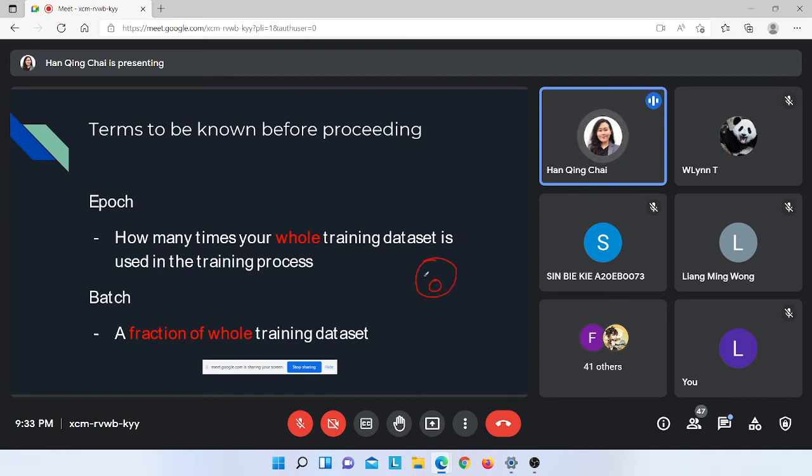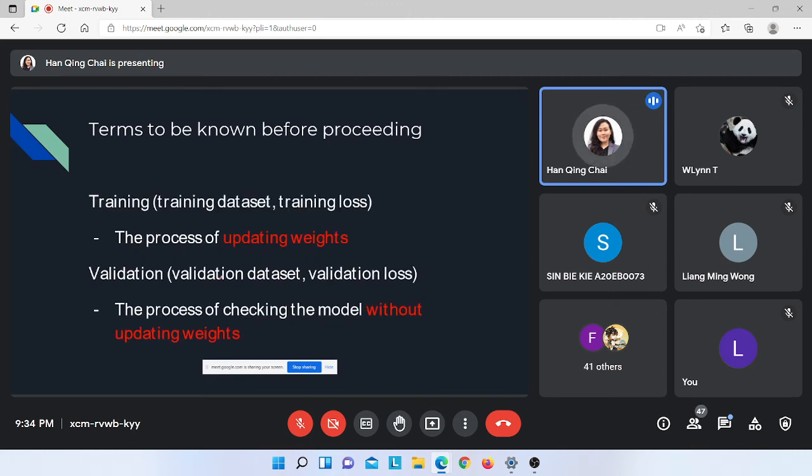This batch is a subset of the epoch. For example, the epoch here has 100 data, maybe batch just 10 data. And this epoch is like the whole data set that you go into your deep learning algorithm, and it passes through it and comes out. And this is just a sample, a fraction of it. Okay, just remember something like that.